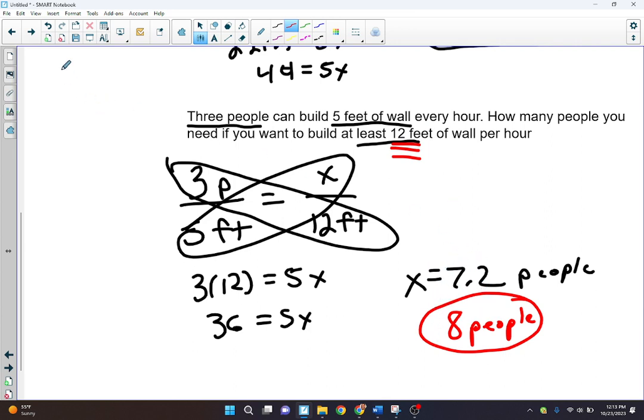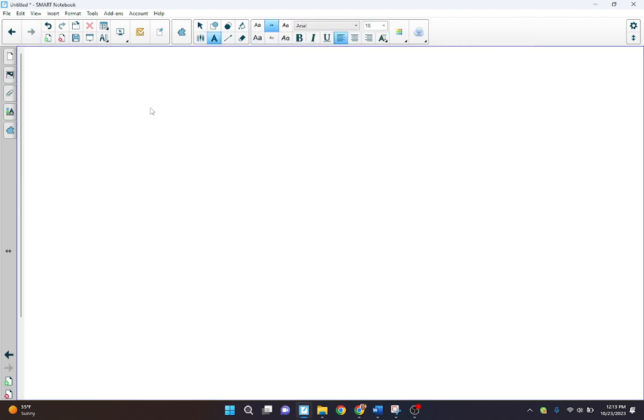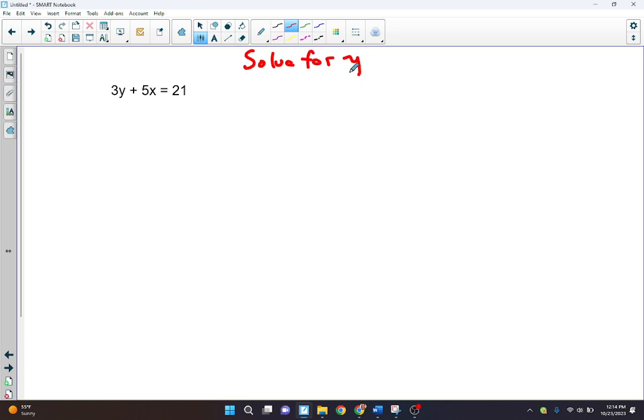Okay. All right, last thing is the weird thing here, which is when we rewrite the equation. So let's say 3y plus 5x equals 21. So in this scenario, I might say solve for y. Now what's weird about this is you have to get y by itself, because you can't actually solve what number y is because you have an x in the way.